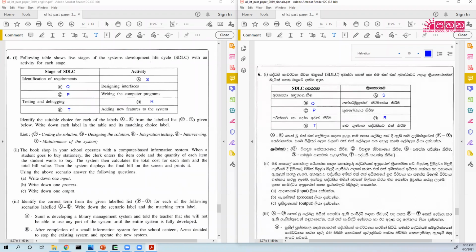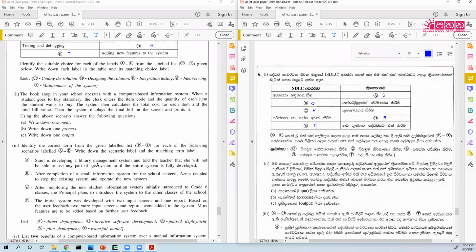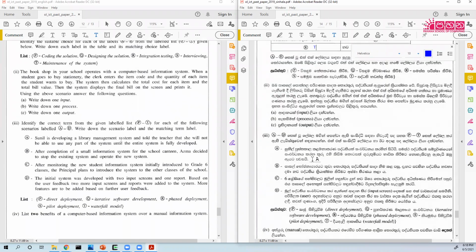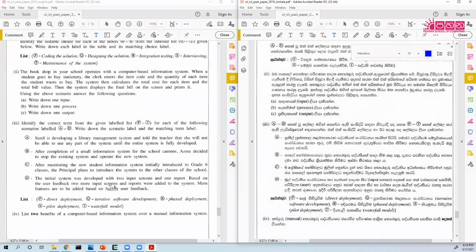Right. So let's look at the second part of this. The bookshop in your school operates within a computer-based information system. When a student goes to buy stationery, the clerk enters the item code and quantity of each item the student wants to buy. The system then calculates the total cost of each item and the total bill value. Then the system displays the final bill on the screen and prints it. Using the above scenario, answer the following questions. Write down the input, process, and the output.